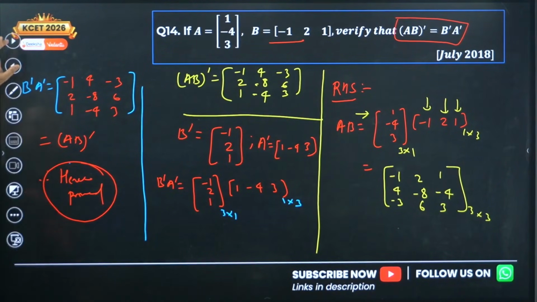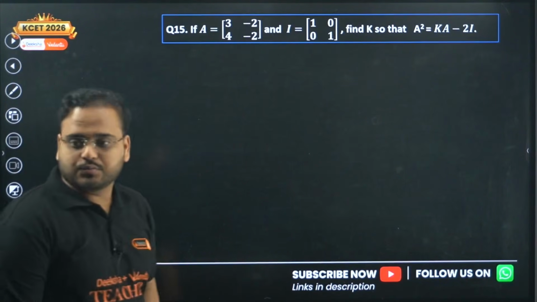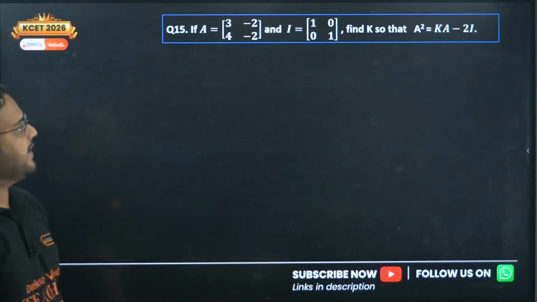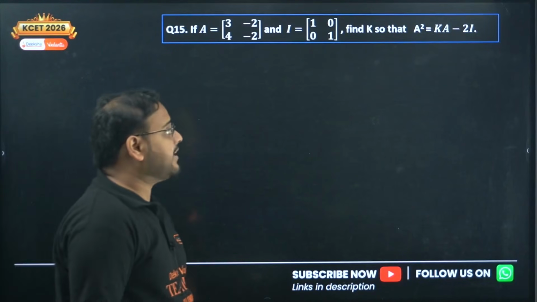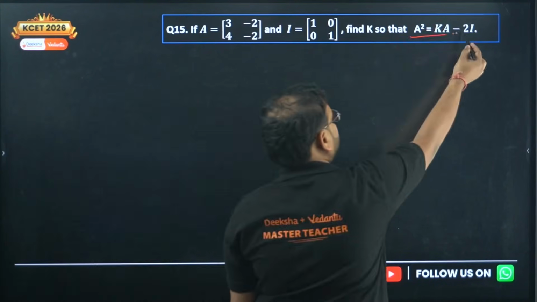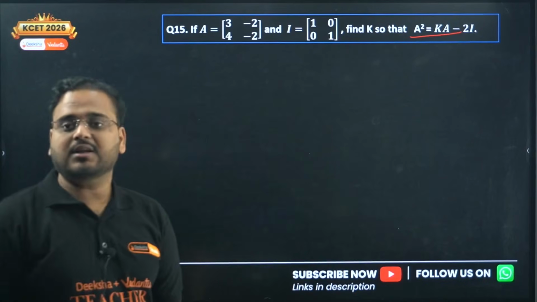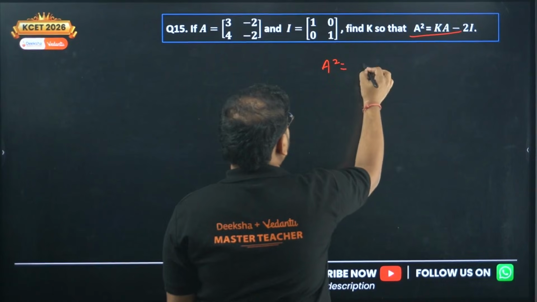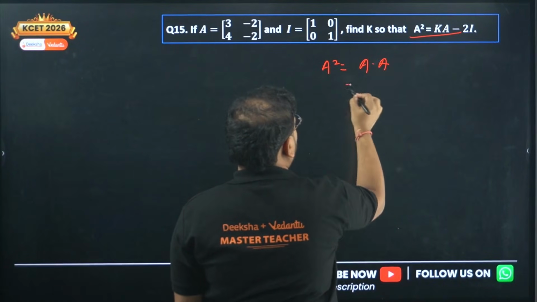Okay, sir. Moving on. If A equals 3 minus 2, 4 minus 2, and I is 1, 0, 0, 1, find K so that A square equals K A minus 2I. We have to find the K value given this equation is true. We can do that. Let's find A square first. How do you find A square? A into A.